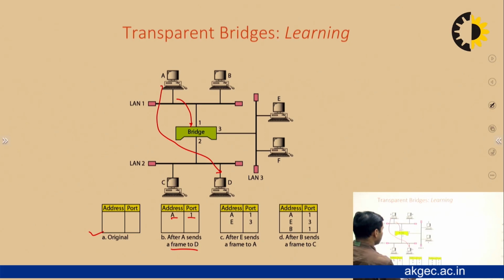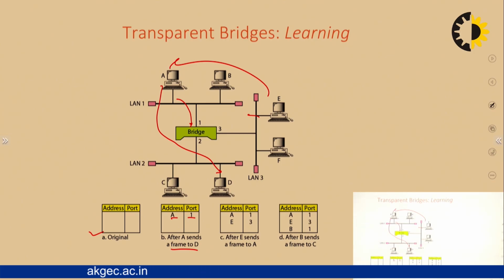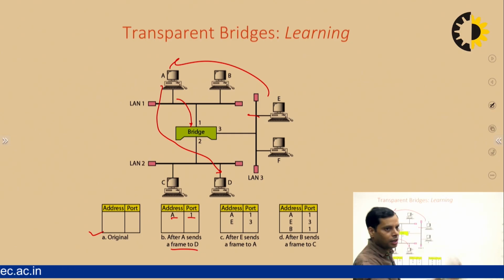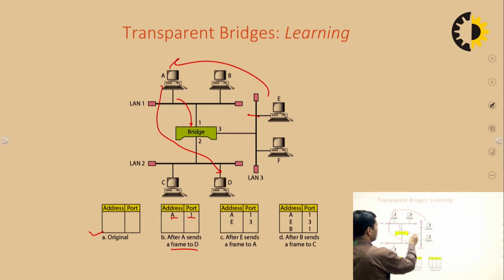After that, E sends a frame to A. What will happen? It will identify that A is not available on its LAN, so it is available on some other LAN. In that case, it will transfer the data onto the bridge connected to port number 3. So E is connected to port 3.